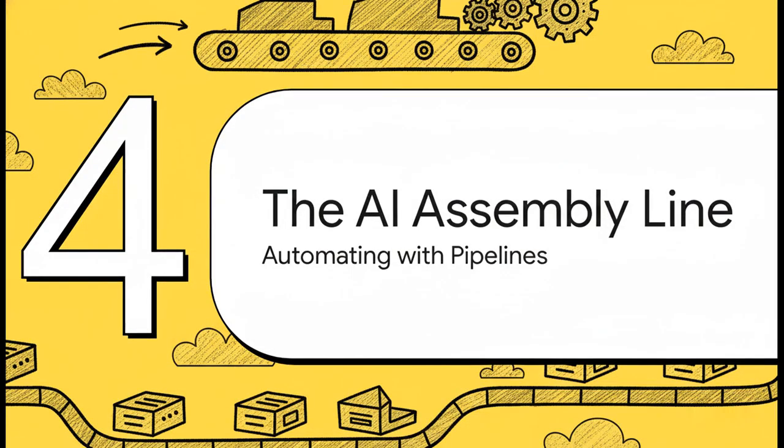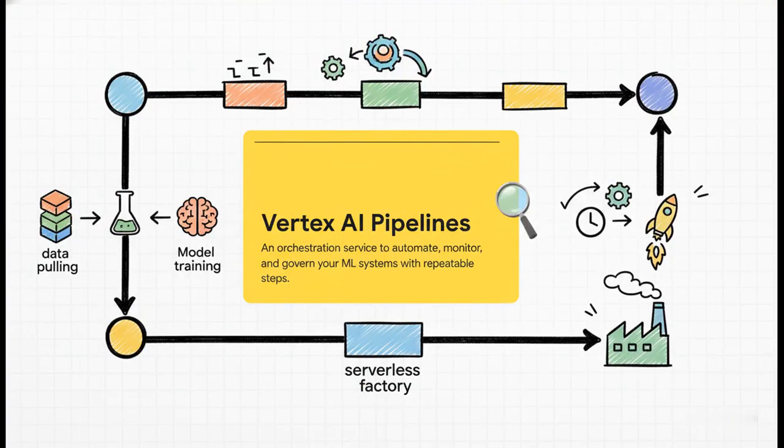So, you've built your model. That's awesome. But now what? How do you make that whole process repeatable and reliable so you don't have to do it by hand every single time? That brings us to the AI assembly line, Vertex AI Pipelines. Just think of a pipeline as your orchestration engine. It takes your entire workflow from grabbing the data to deploying the model and turns it into a series of automated, repeatable steps. You're basically turning a manual process into a reliable, serverless AI factory.